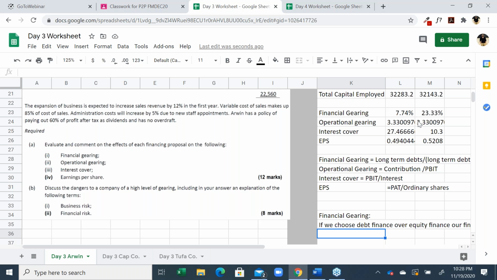Well, we can discuss the existing position of the company, but I feel it's not required in this case, because it's not asking about the evaluation of expansion, or is it? It's not asking about the expansion, it's talking about the financing proposals. So my personal opinion is that it's better to just discuss and compare equity finance with debt finance rather than discussing the existing position. But if you want to discuss it, it's okay.